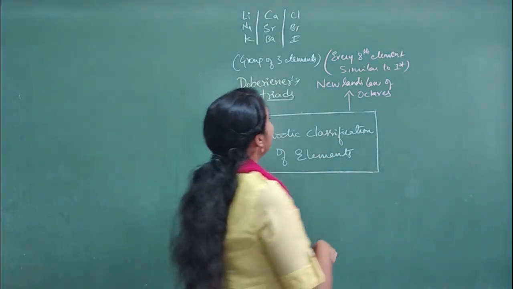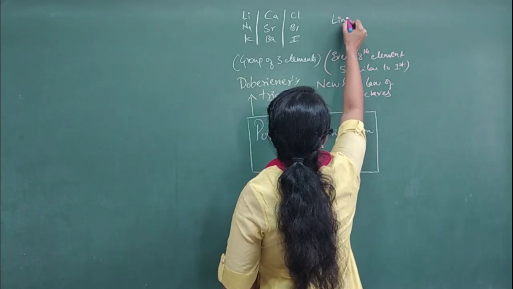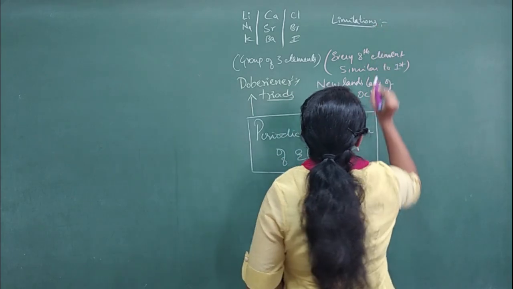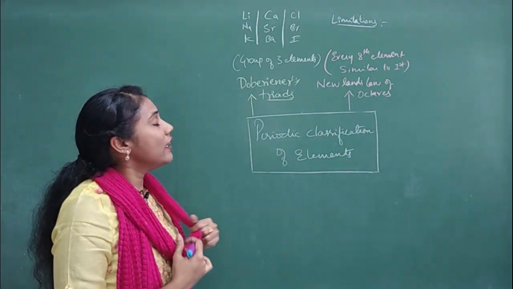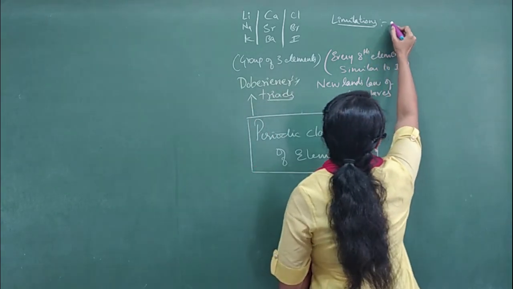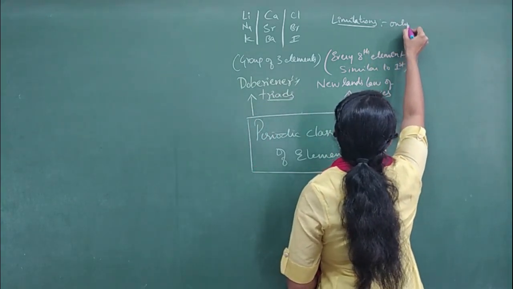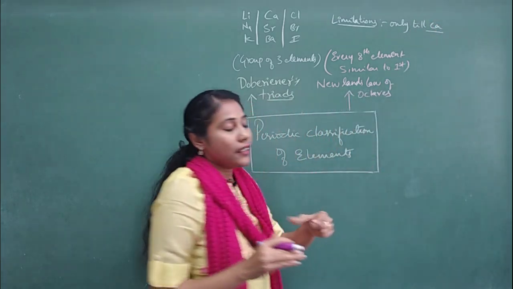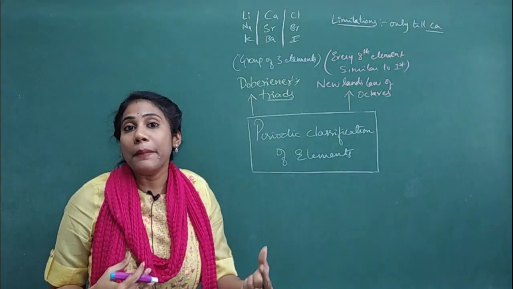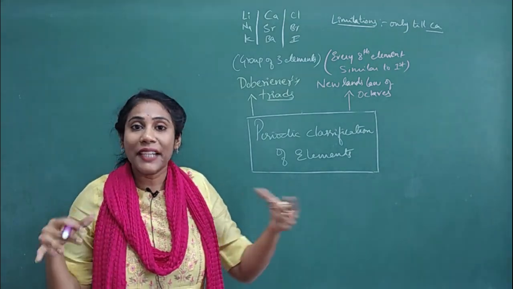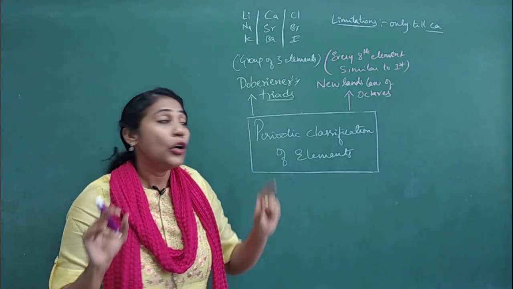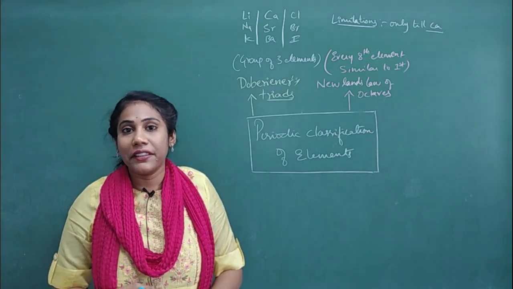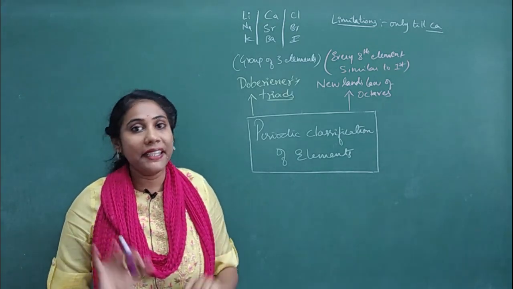And there are many limitations, right? So you must know the limitations of Newland's law of octaves also. What is the first limitation you will give here? His law works only till calcium, right? His principle, that every eighth element has to be similar to the first, holds good only till calcium. After calcium, his principle deviates in the periodic table. Clear? That is the main limitation.